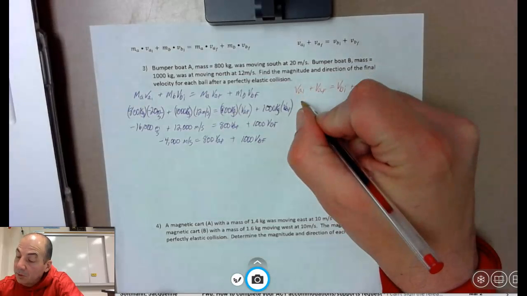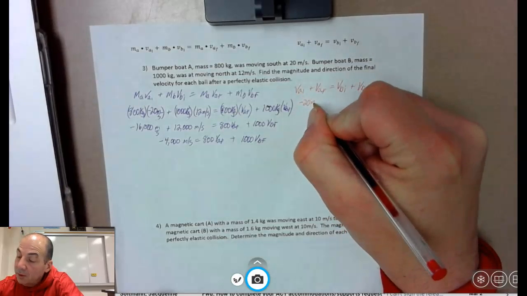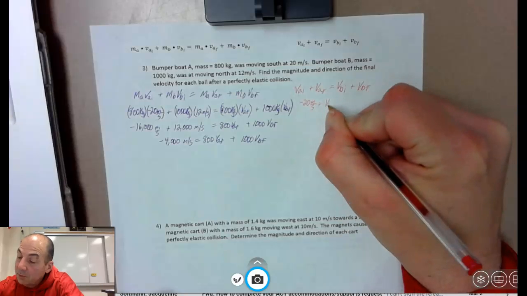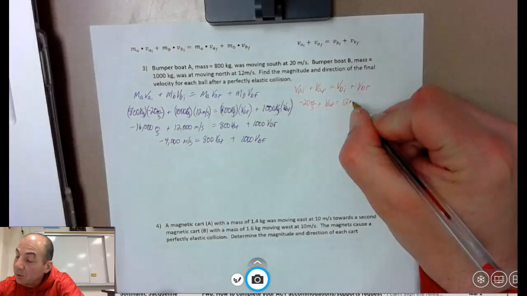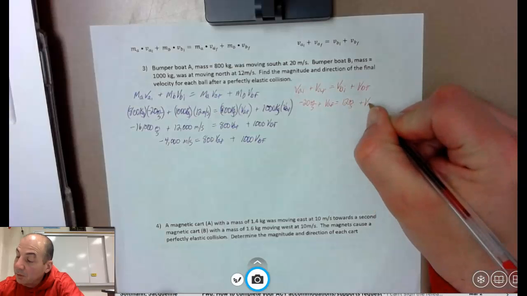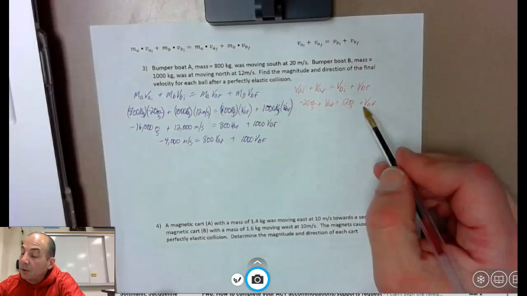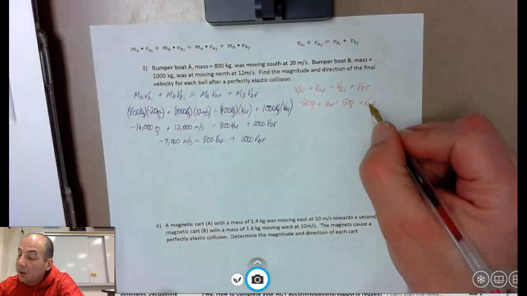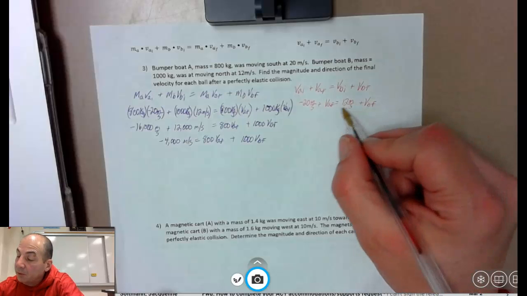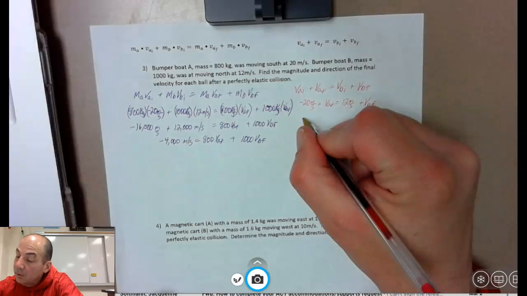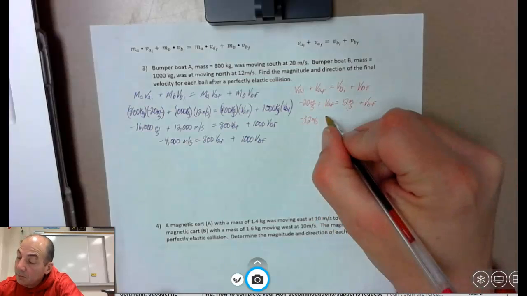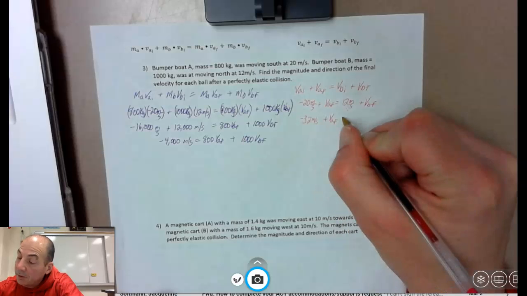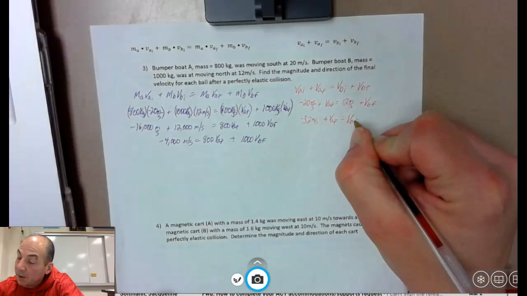All right, so let's shift over here now. So we know that the initial was 20 south. I'm going to put that as negative 20. We don't know the final. The initial for B was 12 meters per second north. We don't know its final. All right, so I always like to write it in terms of VB, so I'm going to subtract 12 from both sides. So that means I have negative 32 meters per second plus VAF equals VBF.